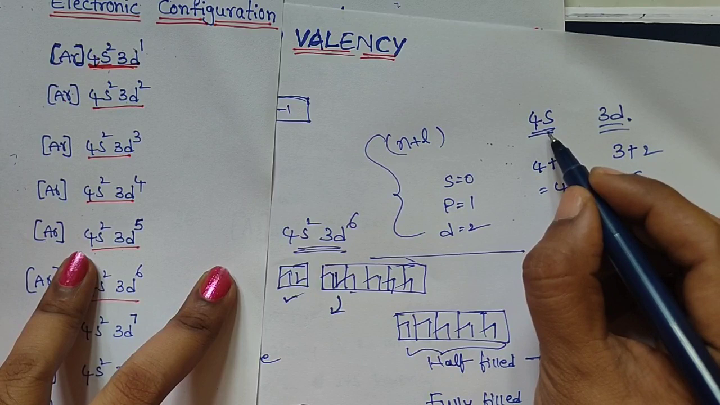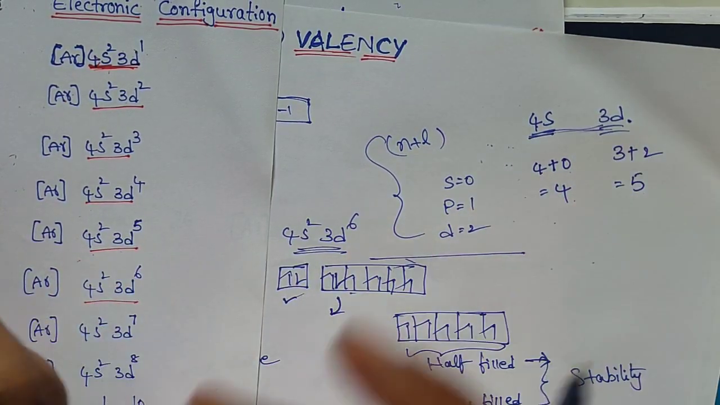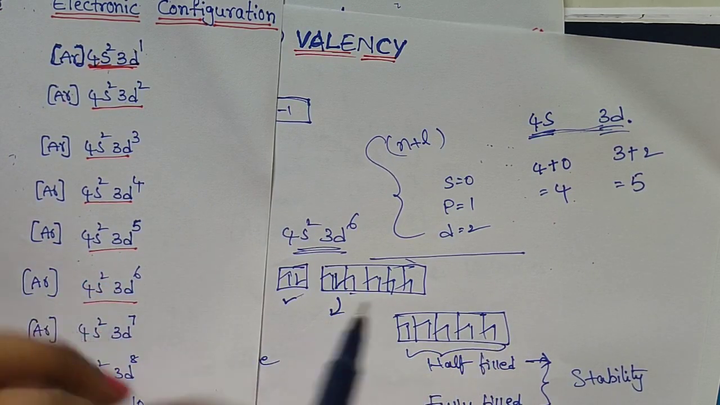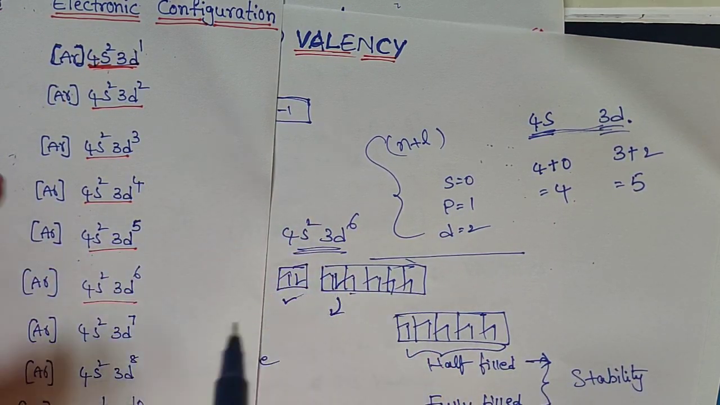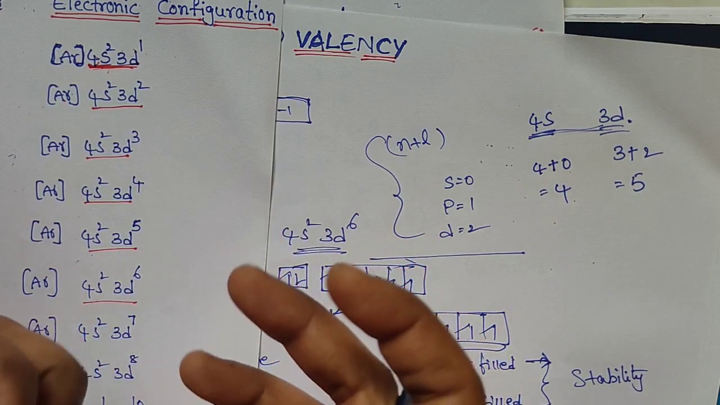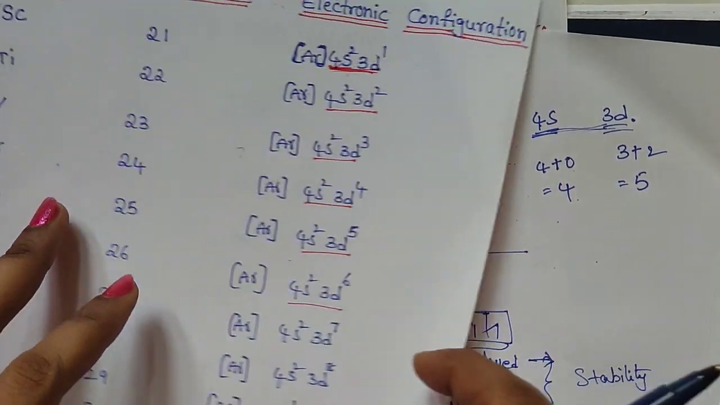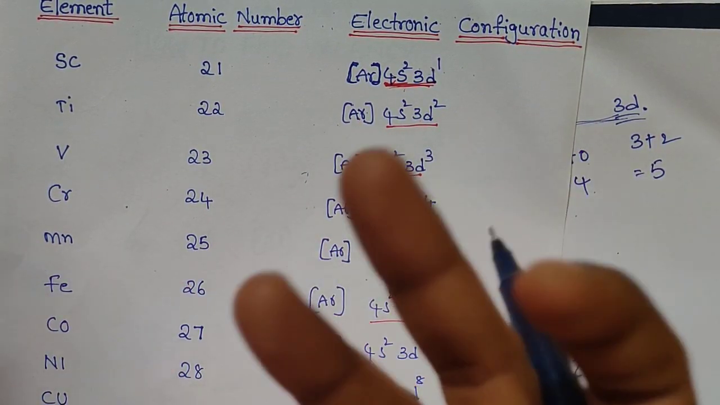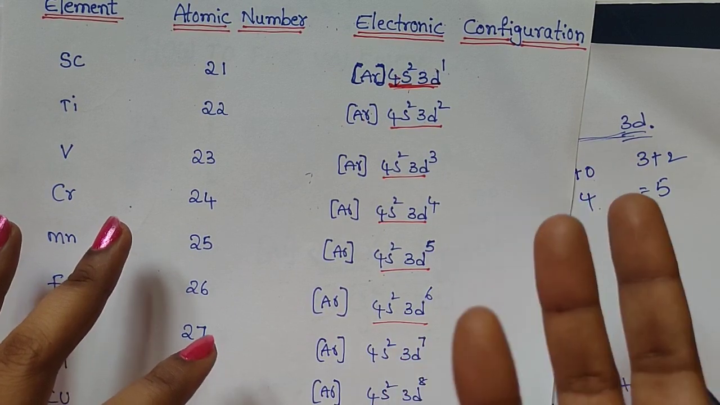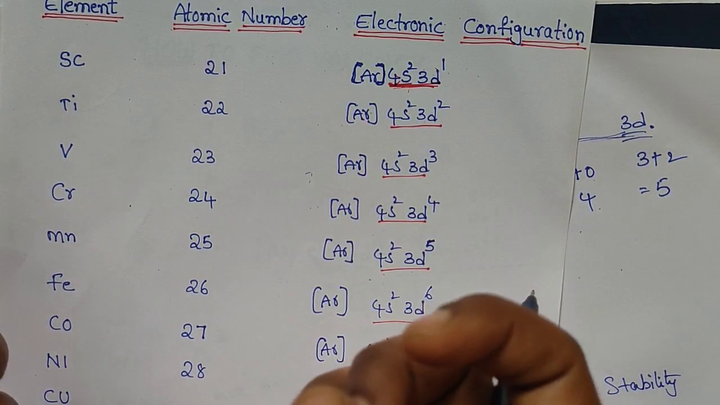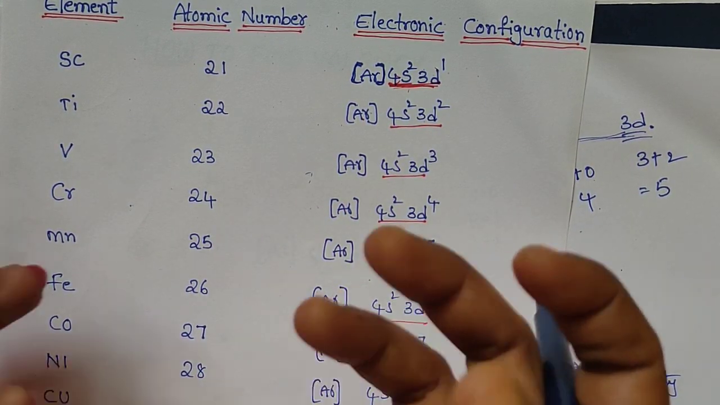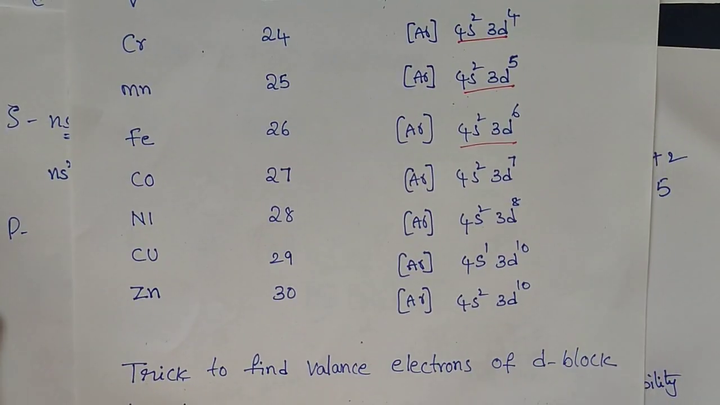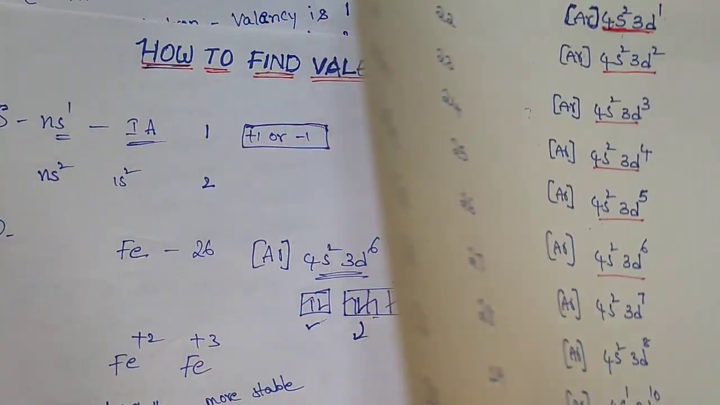In this case, the 4s and 3d orbitals, the energy difference is very small. That is the reason the electrons can jump from the 4s orbital to the 3d orbital, and they can form variable valencies in the case of d block elements. And in the case of p block elements, only a few p block elements can form different valencies. This is about variable valency. Let's see, anything else?